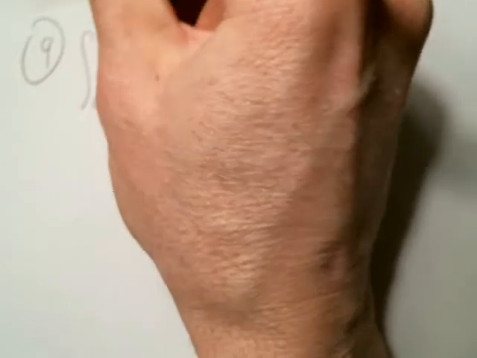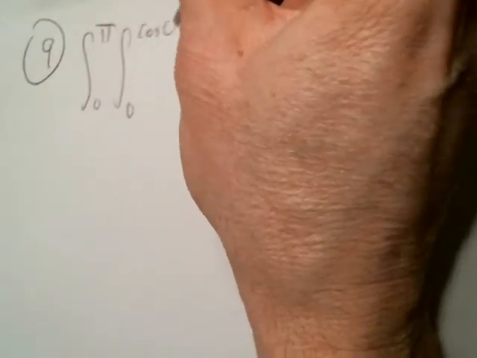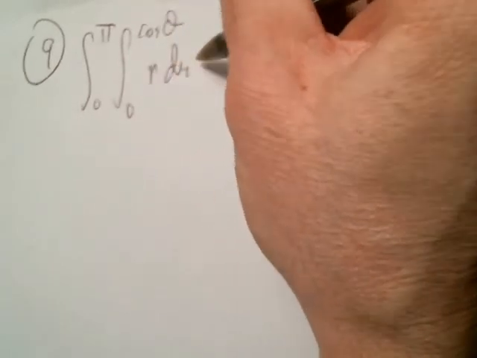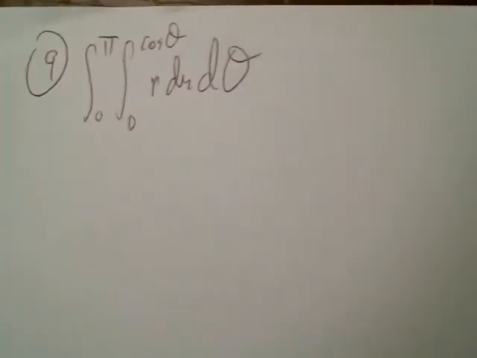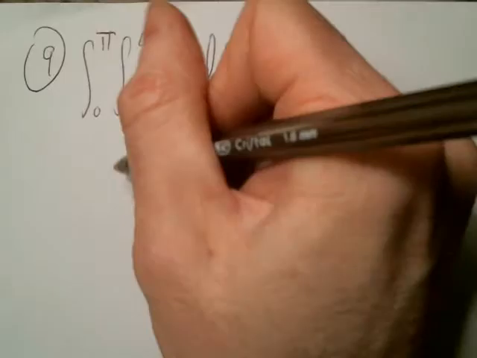Okay, so next, number 9. So we have the integral from 0 to pi, and then the integral from 0 to cosine theta of r dr d theta. Okay, this time we want to sketch the region and then evaluate the thing.